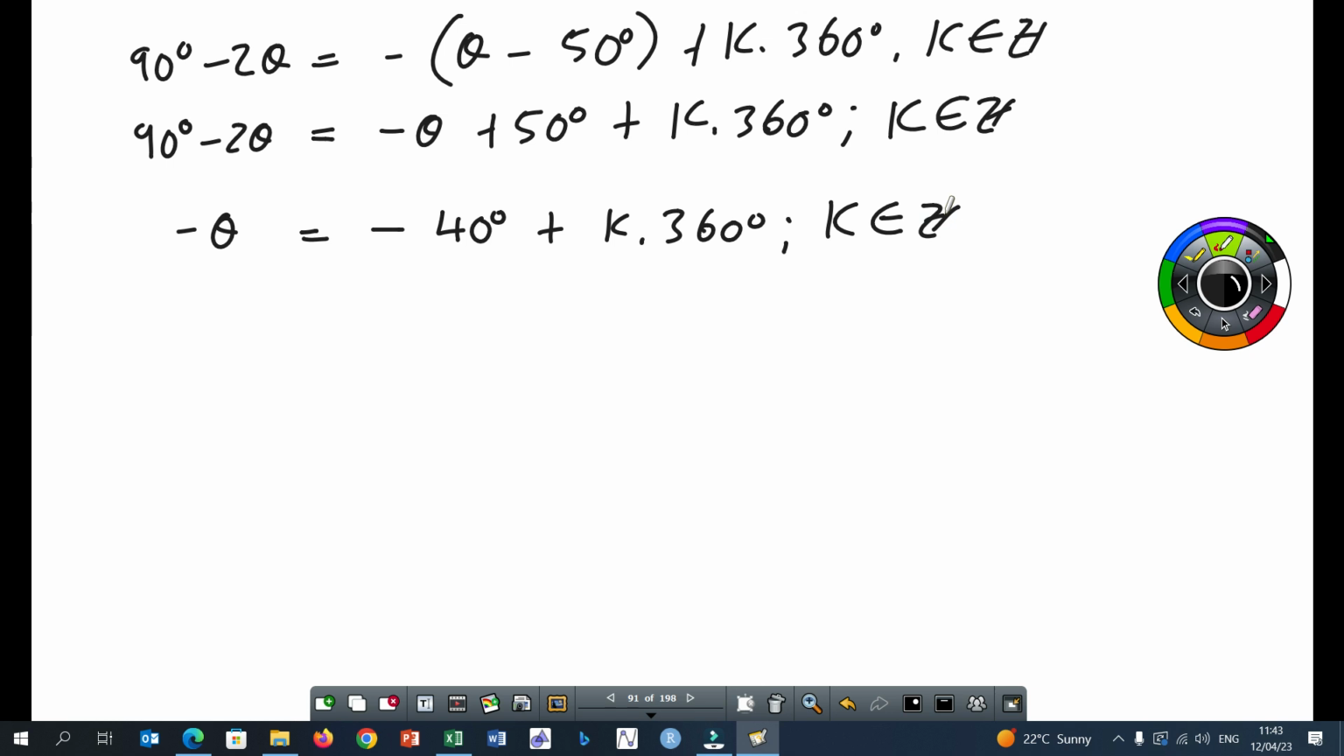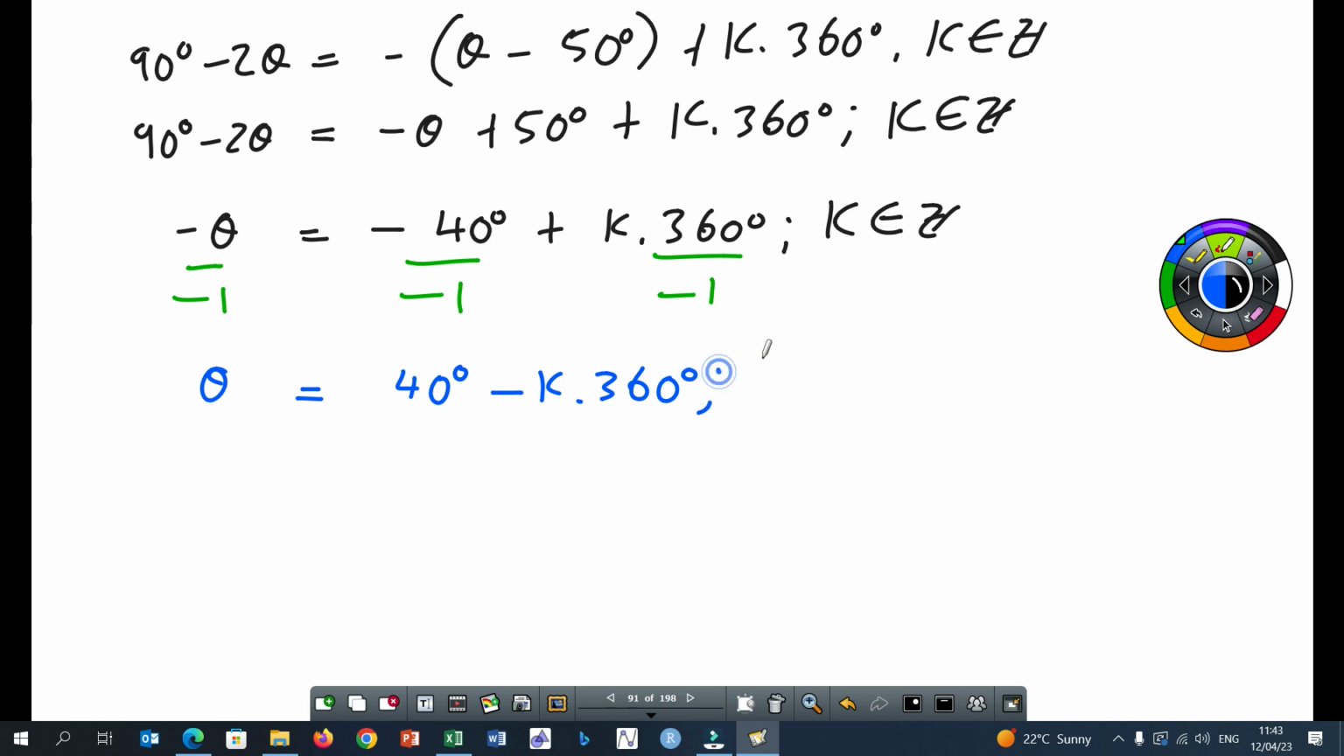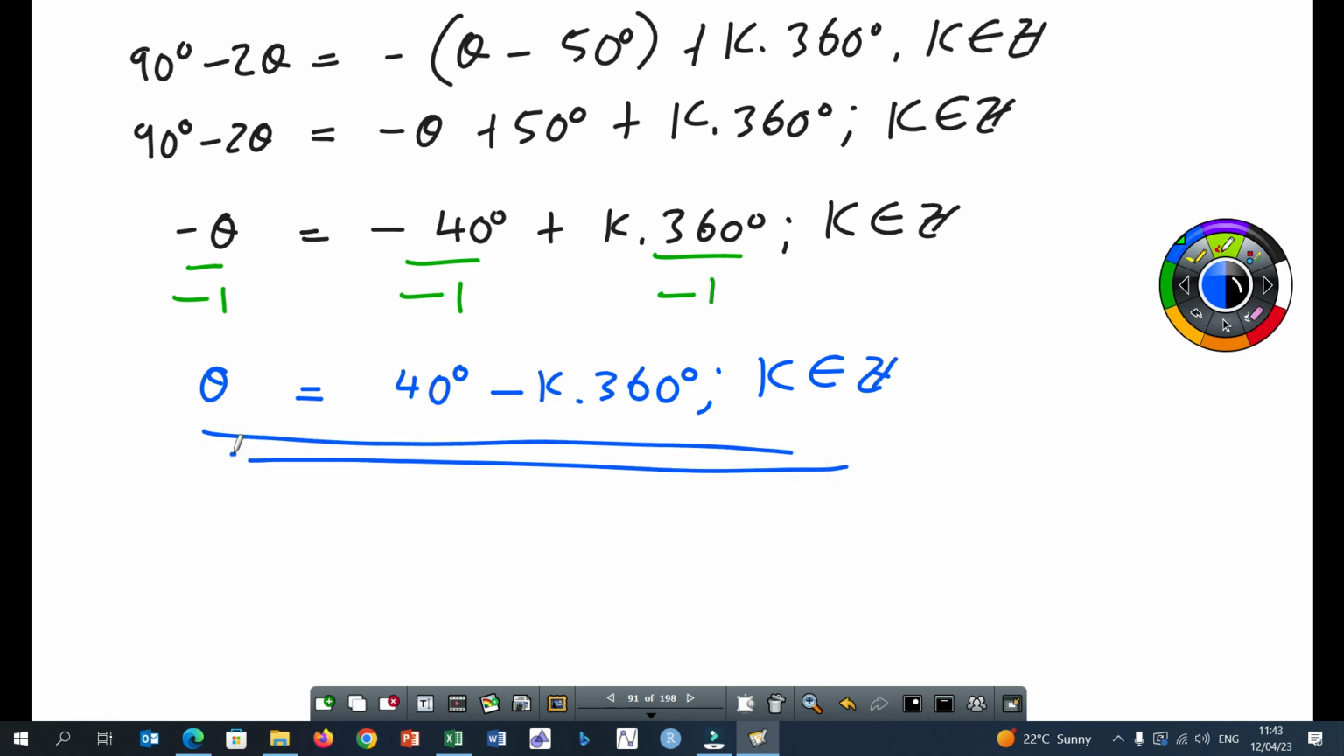Then the coefficient of the theta is -1. So we have to divide the left hand side and the right hand side by -1. So when you do the division, you divide that by -1, divide that by -1. Here you divide the 360 degrees by -1. Or we can say divide the k, that is fine. So you end up getting theta being equal to positive 40 degrees minus k times 360 degrees, where k is an integer. Okay? So this will be the second general solution.